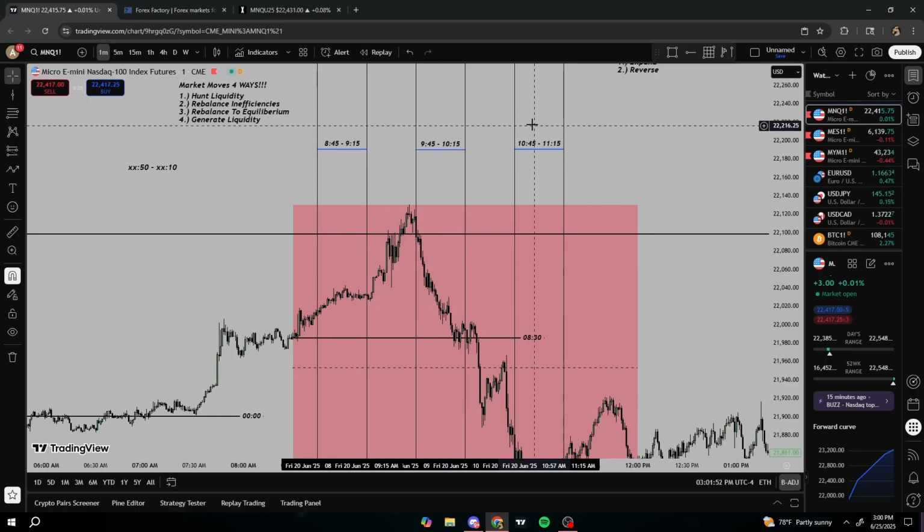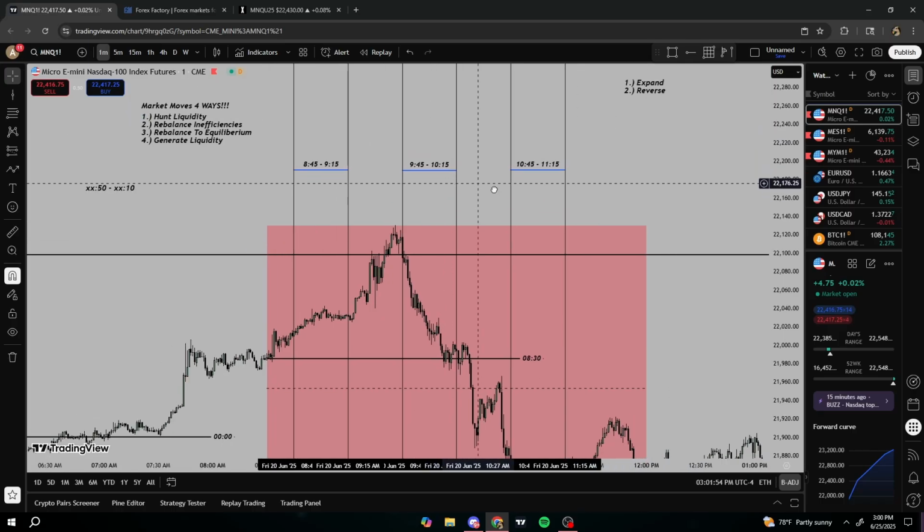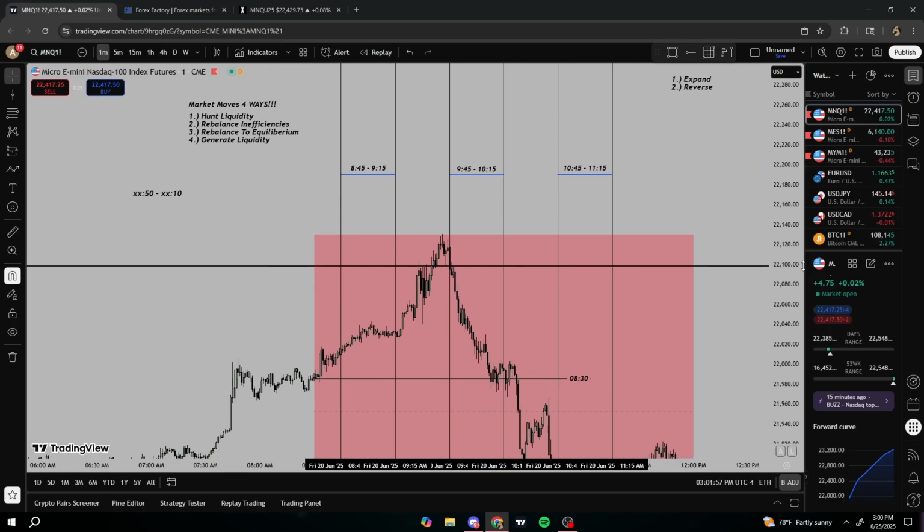These macros happen. They're 30 minutes long, and they happen every 60 minutes. These would be part of a more advanced concept called time cycles. I know I say this a lot: we're not there yet, but these are relevant. It's 30 minutes long, every 60 minutes. This is how the algorithm delivers price.